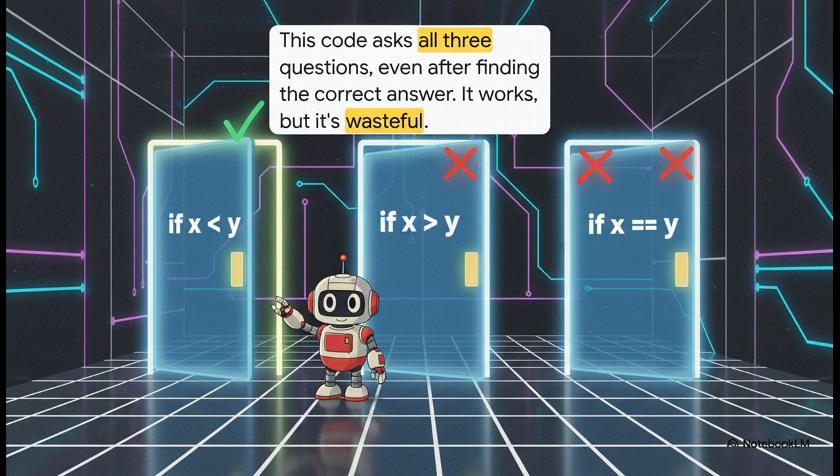So imagine x is 1 and y is 2. The code checks the first line. If x is less than y. Yep, that's true. So it prints x is less than y. Great. But then it just keeps going. It still asks, is x greater than y? Nope. Is x equal to y? Nope. It's wasting its time. It already found the one and only answer, but it's programmed to ask every single question anyway.